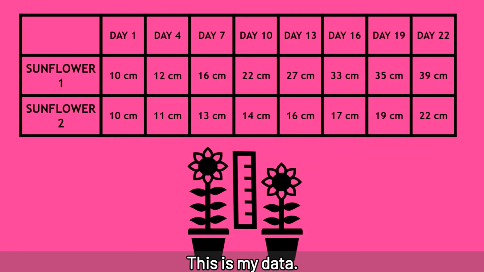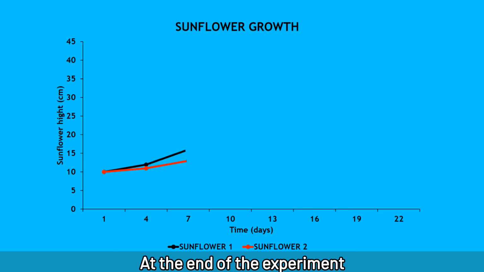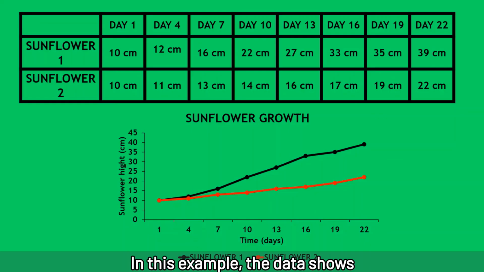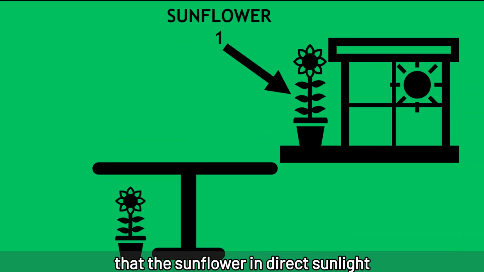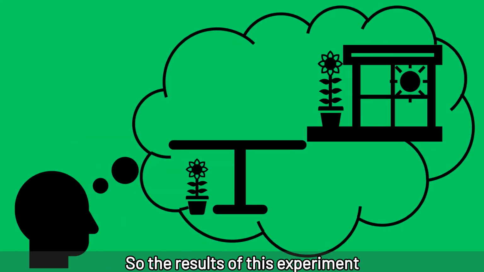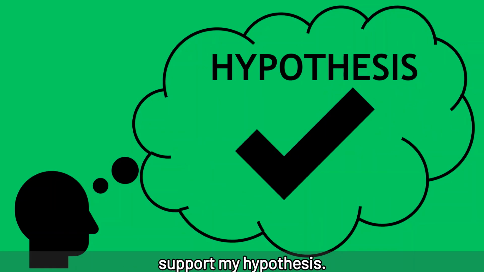This is my data. At the end of the experiment, I would compare the data to see if there was a difference in how tall my sunflowers grew. In this example, the data shows that the sunflower in direct sunlight did grow taller than the sunflower in the shade, so the results of this experiment support my hypothesis.